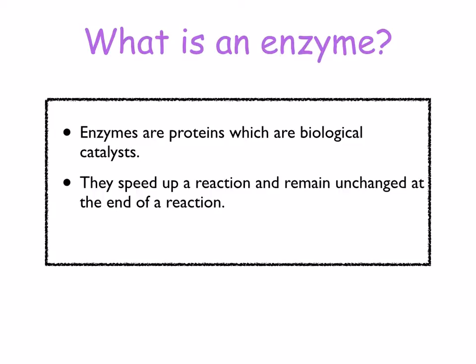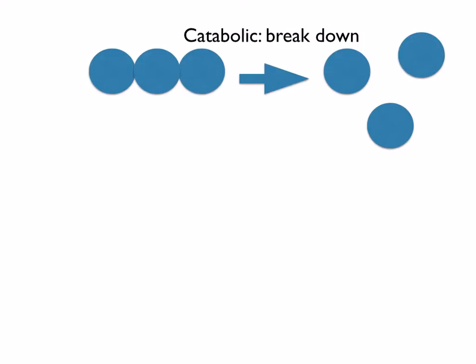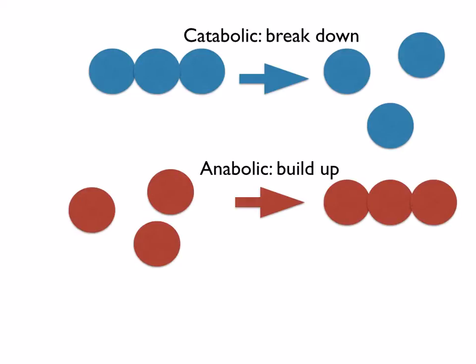They don't make a reaction happen. All they do is simply change the speed of the reactions that already occur. And they do this by lowering the activation energy of a reaction. So we're going to talk about activation energy just now. Two terms that you need to be familiar with are catabolic, which means to break down, and anabolic, which means to build up.